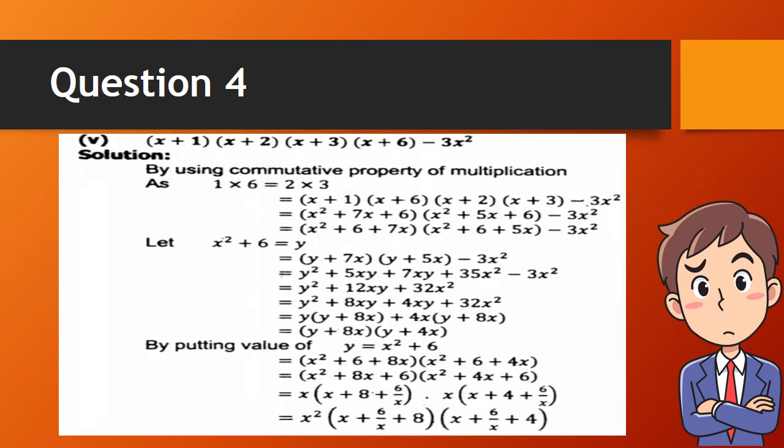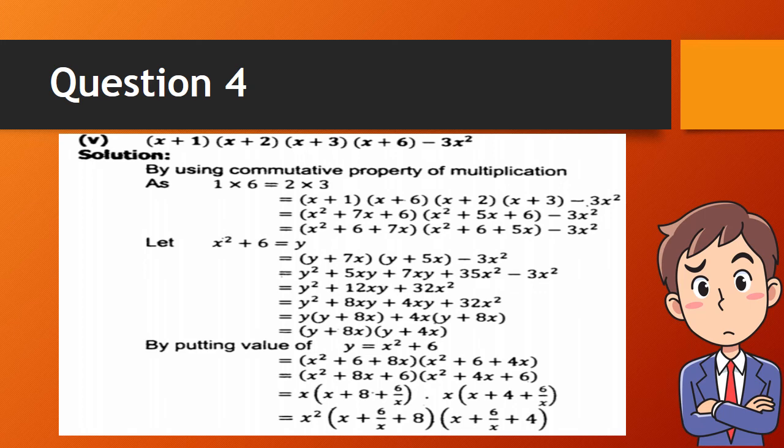So in part number 5 you have (x plus 1)(x plus 2)(x plus 3)(x plus 6) minus 3x square. So what you are going to do is guess which two brackets multiply to give you the similar terms. If we multiply the first bracket with the fourth one, that is x plus 1 multiplied by x plus 6, and the middle two brackets with each other, x plus 2 into x plus 3, we will be getting x square plus 7x plus 6, and x square plus 5x plus 6.